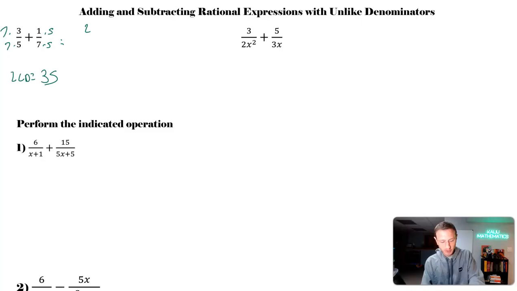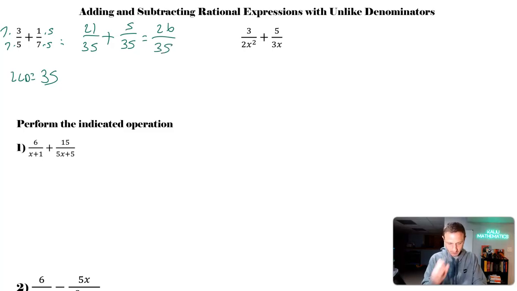So then that would be 21 over 7 times 5 is 35, plus 1 times 5 is 5, over 7 times 5 is 35. So now we have the fractions with the same denominator of 35. So we add across the top, 21 plus 5 is 26 over 35. So we get 26 over 35.